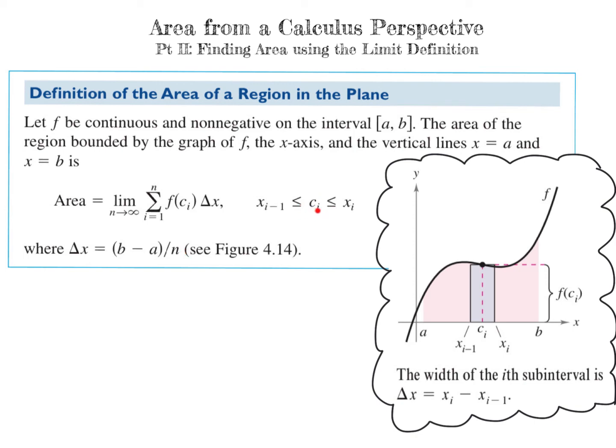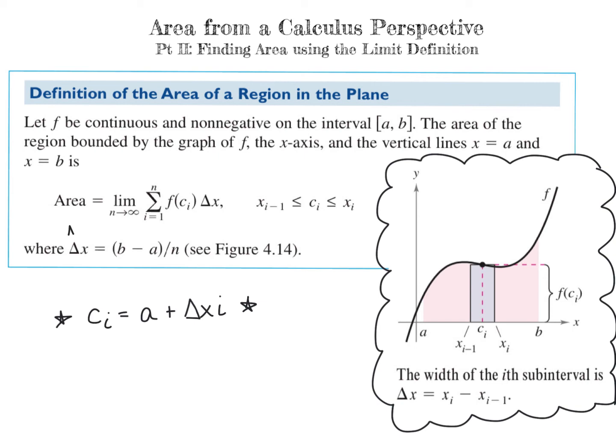To find c sub i, we can do the following. C sub i is defined as the first x value. In the case of our previous example, that was 0, but it doesn't always have to be 0. We do not have to be finding the area of the region starting at x equals 0. That just happened to be the case. So whatever our lower x value is, we start with that. Then we add on the delta x, or the width of each one of those rectangles, and multiply by i. So this is the way that we find c sub i.